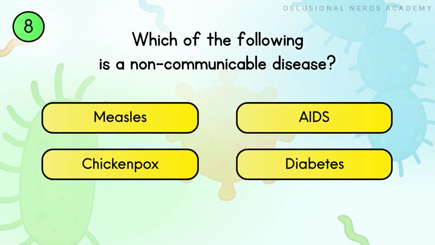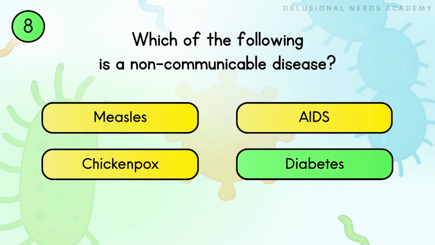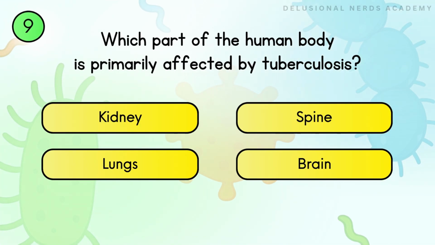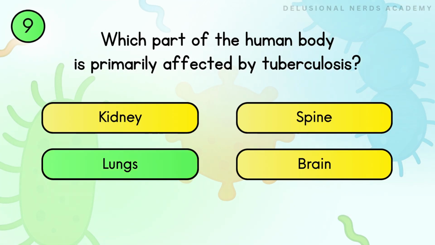Which of the following is a non-communicable disease? Diabetes is a non-communicable disease. Which part of the human body is primarily affected by tuberculosis? Tuberculosis mainly affects the lungs.